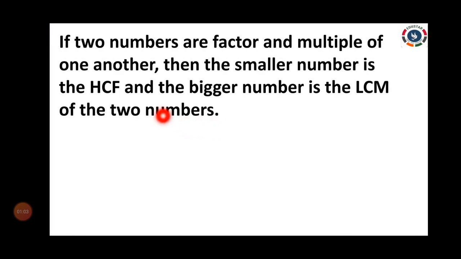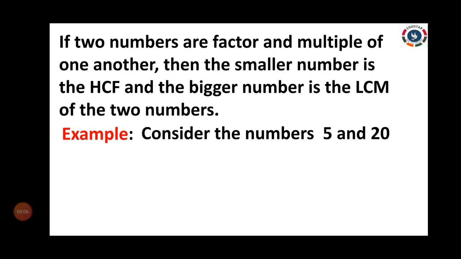If two numbers are a factor and a multiple of one another, then the smaller number is the HCF and the bigger number is the LCM of the two numbers. Have you understood that? If two numbers are factor and multiple of one another, then the smaller number is the HCF and the bigger number is the LCM. I am going to explain through an example.